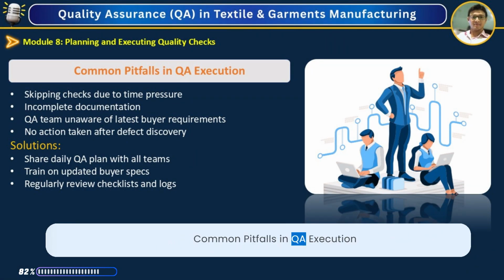Common pitfalls in QA execution. Skipping checks due to time pressure. Incomplete documentation. QA team unaware of latest buyer requirements. No action taken after defect discovery. Solutions: share daily QA plan with all teams. Train on updated buyer specs. Regularly review checklists and logs.